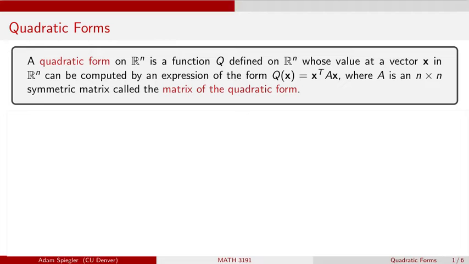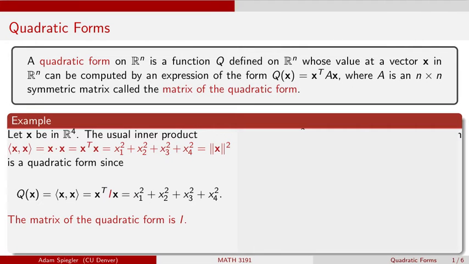So let's take a look at a couple of examples. Okay, so the first example I want to consider is R4. So let's let x be a column vector in R4. And let's consider the usual standard inner product on R4 that we've defined, which is the dot product of these two vectors, which we can write as the product of x transpose and x, which would give us x1 squared plus x2 squared plus x3 squared plus x4 squared, which is how we define the magnitude of x squared.